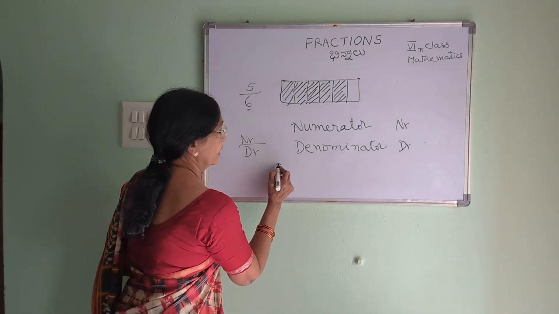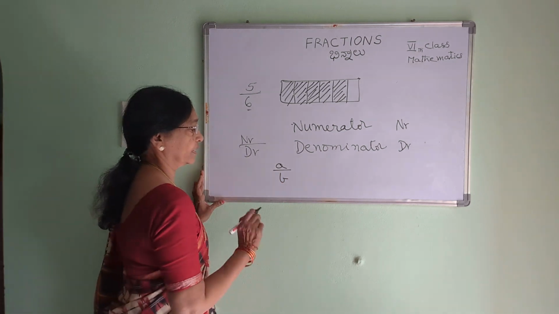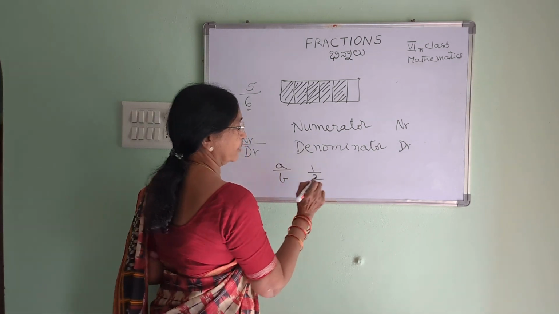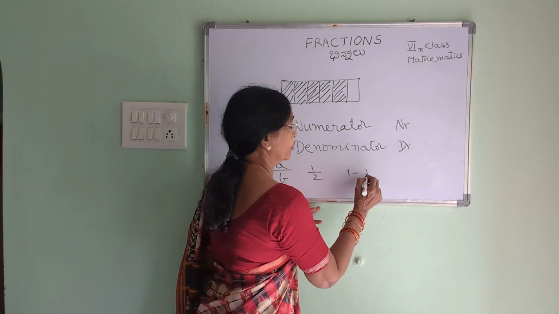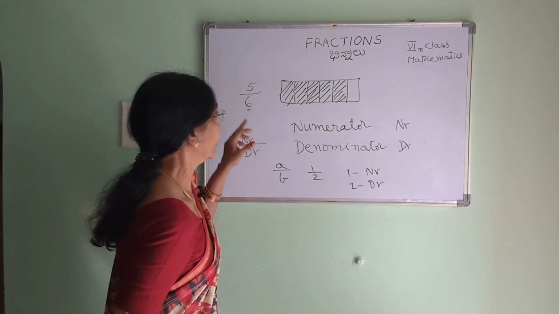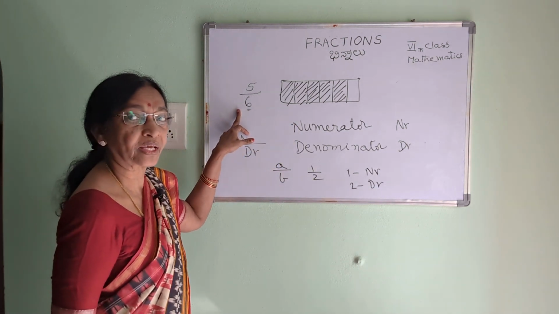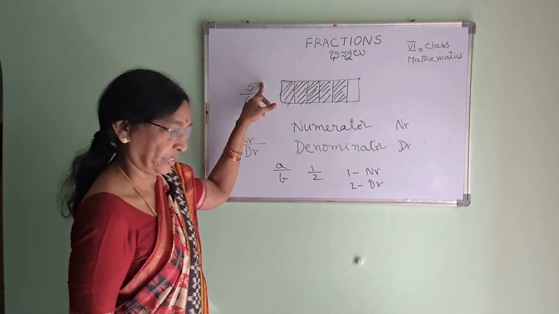Suppose a fraction A by B. Here A is the numerator and B is the denominator. In the fraction 1 by 2, what is the numerator? 1 is the numerator, 2 is the denominator. In this fraction, what is the denominator? 6 is the denominator and 5 is the numerator.